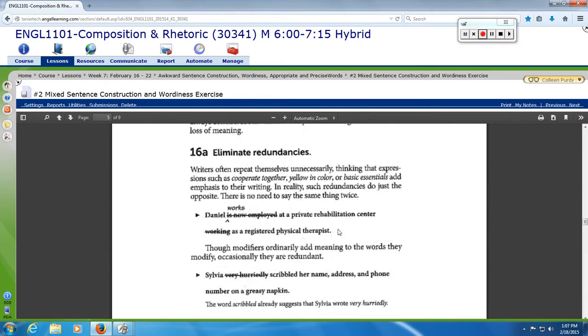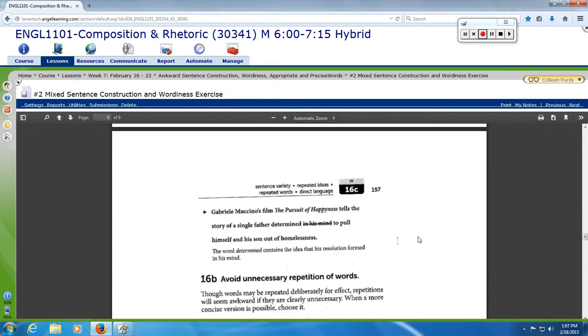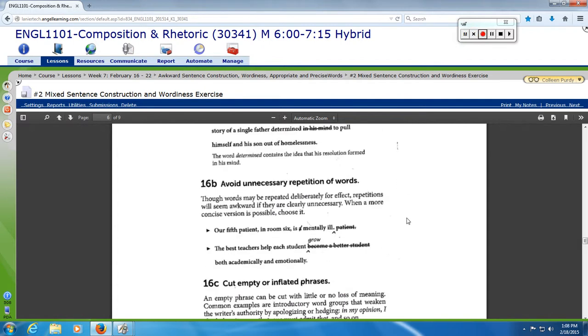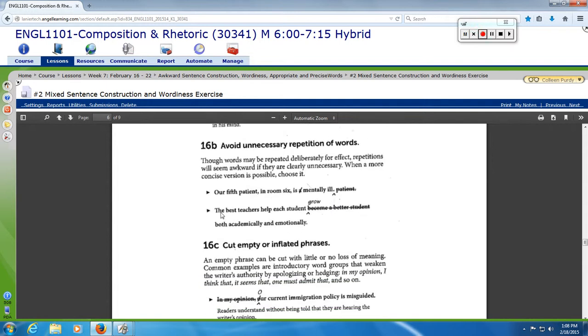So, your next step, redundancies. We have looked at this in the PowerPoint. Gabriel Muccino's film The Pursuit of Happyness tells the story of a single father determined in his mind. Well, if we are determined, it contains the fact that you have made up your mind to do something. So this is redundant. Okay? Unnecessary repetition of words. We have done this one. Let's look at this example. The best teachers help each student become a better student. Well, clearly, "student" is redundant. So we replace that with simply "help each student grow."